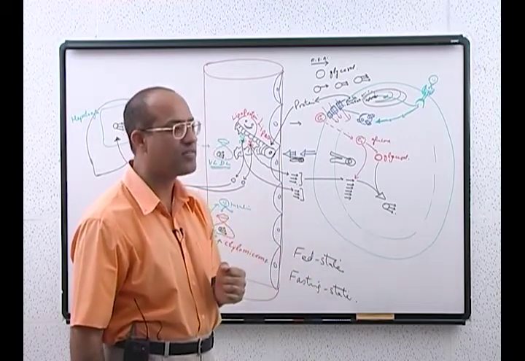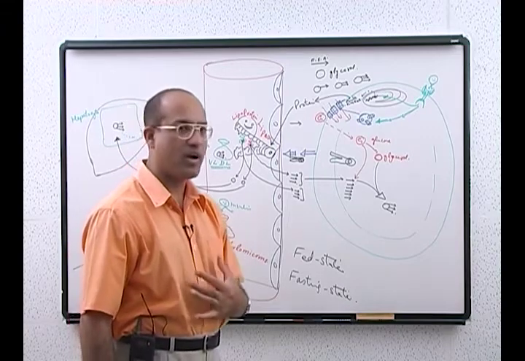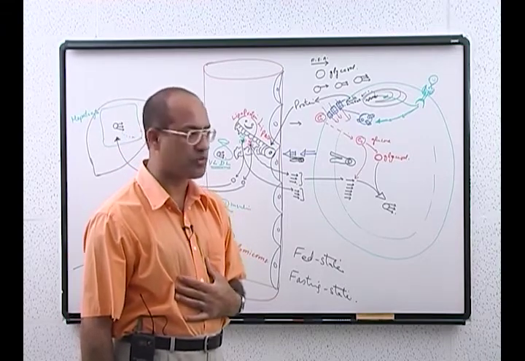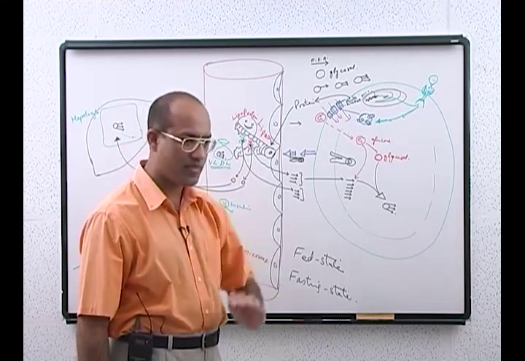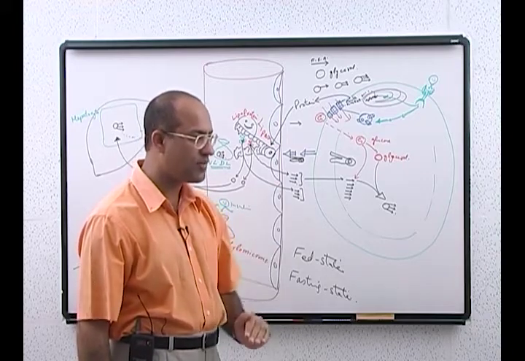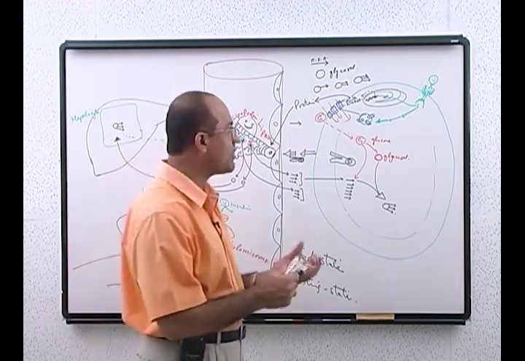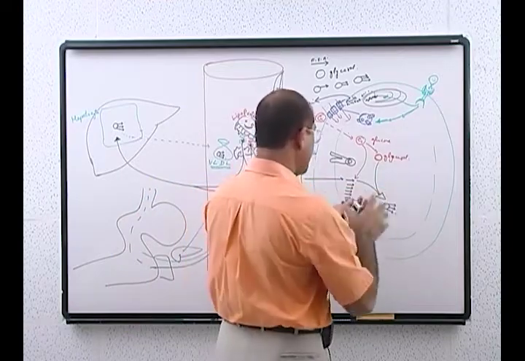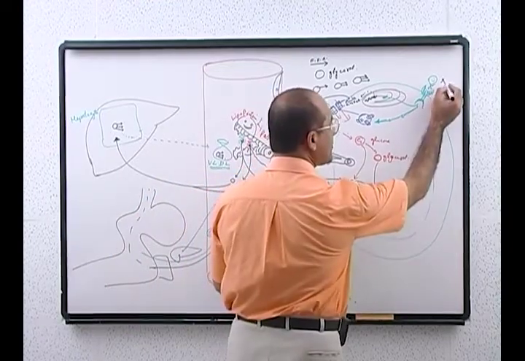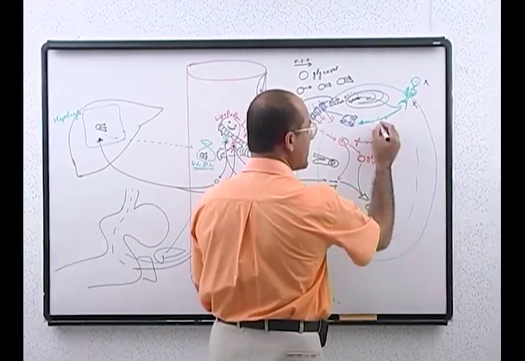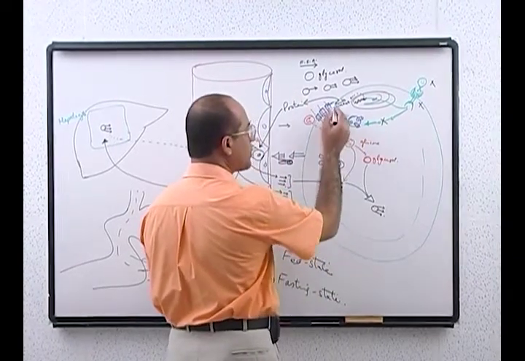Actually, what happens? Number one, when you are hungry, when you have not eaten food, your blood glucose level goes down. So insulin levels go down. So when insulin levels go down, this stimulus is lost. Receptors are not activated. These signals are lost. Transporters are not there.